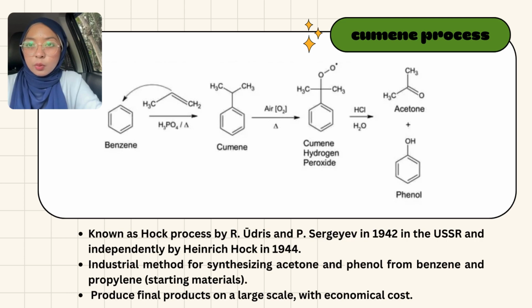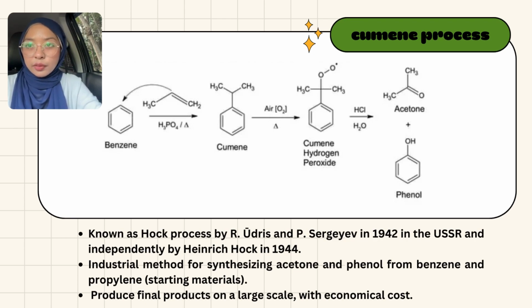The first method for production of acetone is the cumene process, which is known as the Hock process. The process was invented by R. Udris and P. Sergeyev in 1942 in the USSR and independently by Heinrich Hock in 1944. This method is for synthesizing phenol and acetone from benzene and propylene.